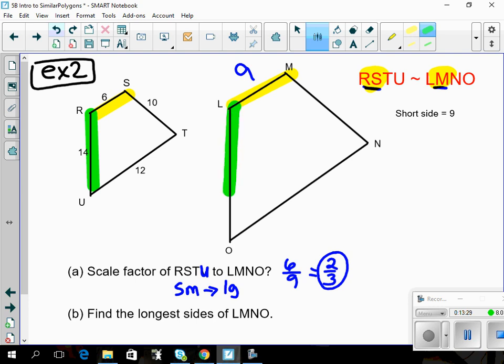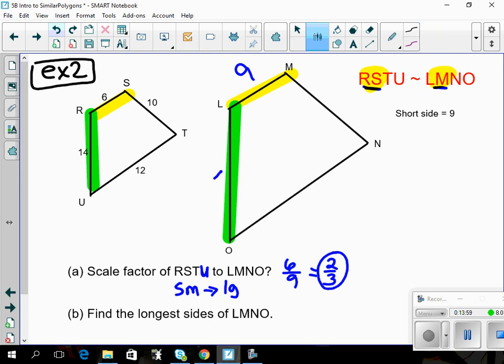So in this case, the longest one would actually be LO, wouldn't it? Because according to this picture, it looks like ON might be the longest side, but actually because the picture's not drawn to scale, if we look over here, 14 is actually longer than 12, which means LO is the longest side. Okay? Good catch, Shane.